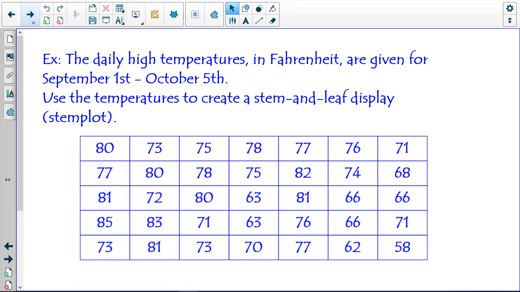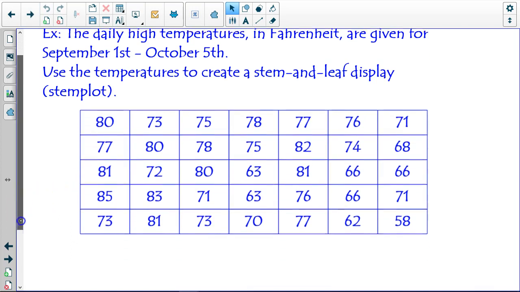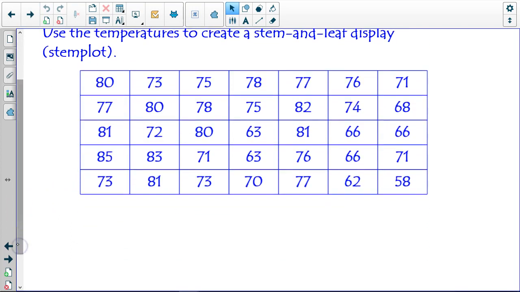So we have the daily high temperatures in Fahrenheit given for September 1st through October 5th. We're going to use the temperatures to create a stem and leaf display, also known as a stem plot. Sometimes I'll say that. I'll say make a stem plot, and then the next time I'll say make a stem and leaf display. They're interchangeable, okay? So we have these data values.